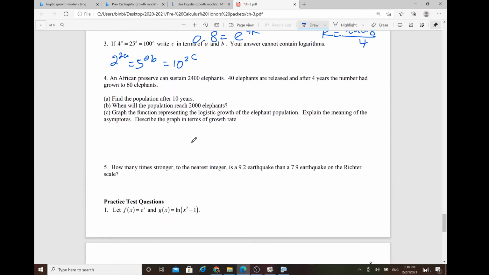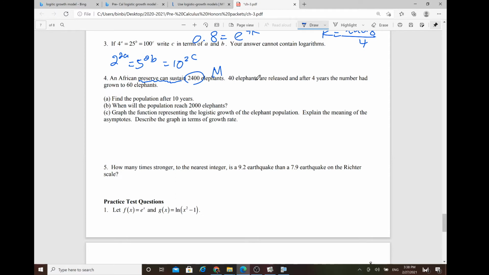And then for number 4, an African preserve can sustain 2,400 elephants. So 40 elephants are released, and after 4 years, the number had grown to 60 elephants. Find the population up to 10 years. Okay, so this one is called the logistic growth model. This preserve can sustain 2,400 elephants, so this is called the capacity, or the maximum capacity.